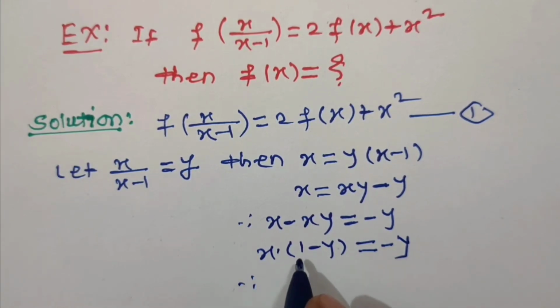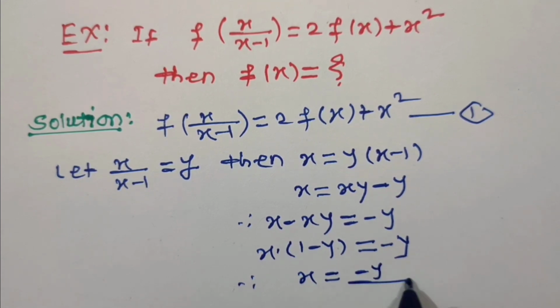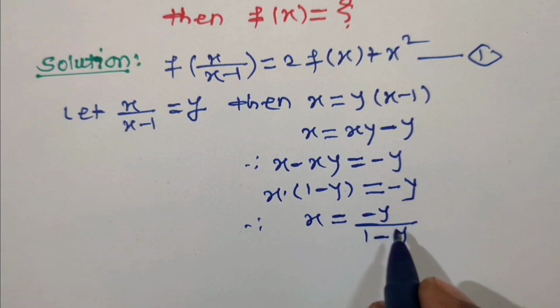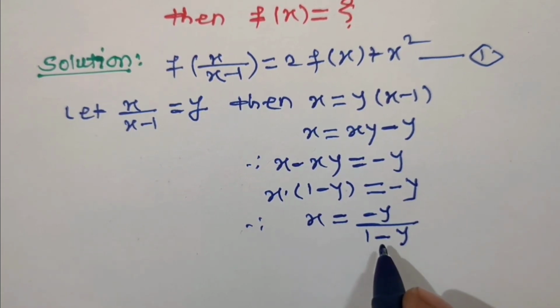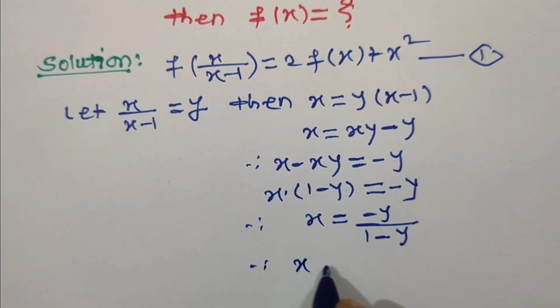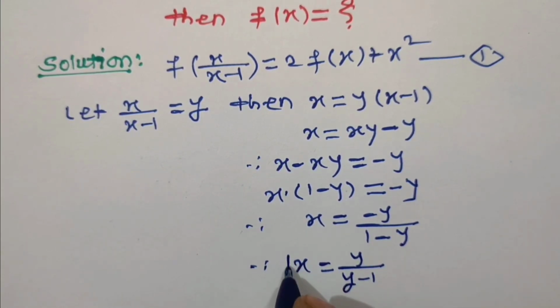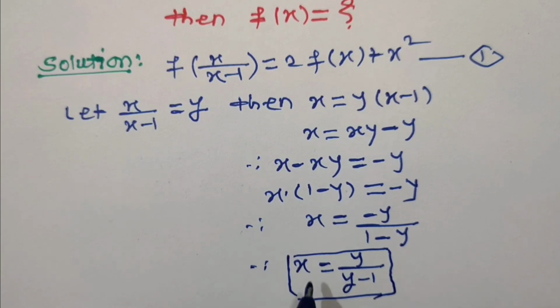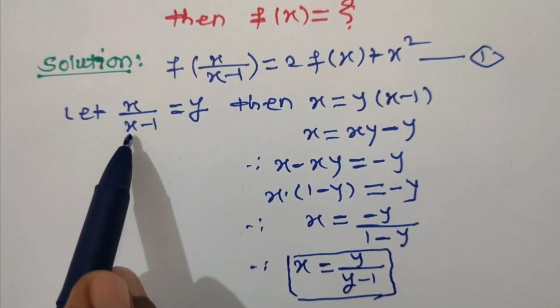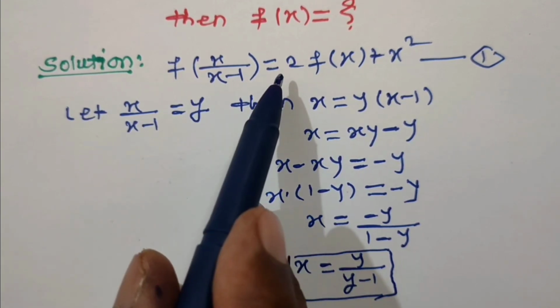Hence, now take this 1 minus y on the right hand side, x is equal to minus y divided by 1 minus y. Multiplying numerator and denominator by minus 1, hence x is equal to y upon y minus 1. This is the value of x. Replace x by y upon y minus 1 and x upon x minus 1 by y in this equation.